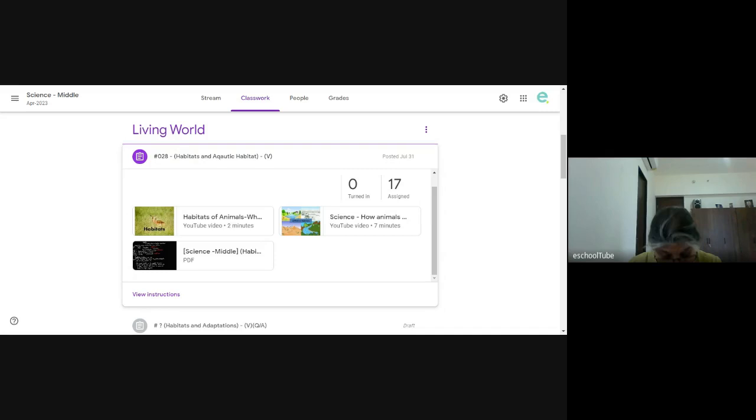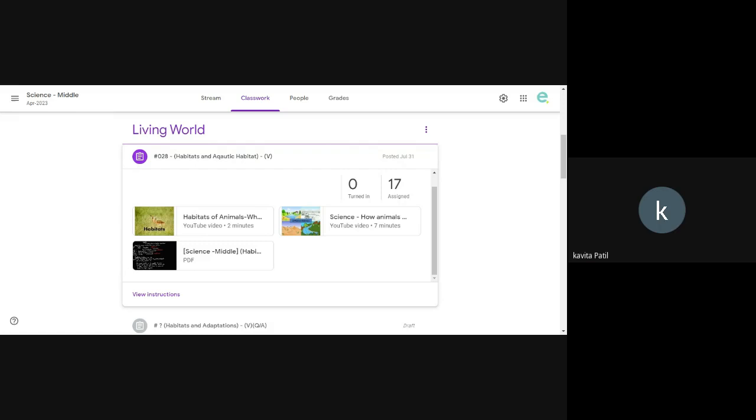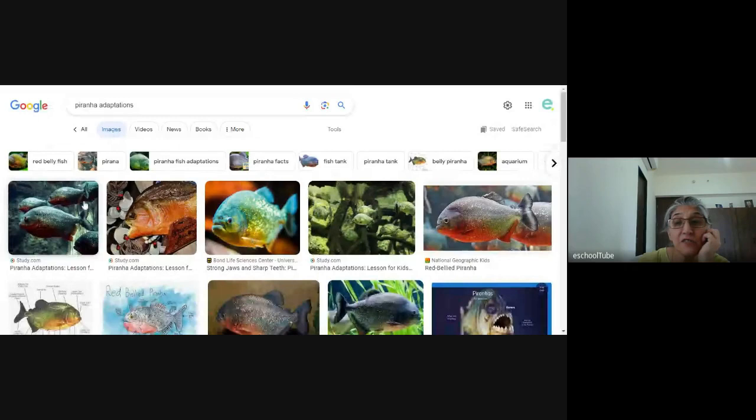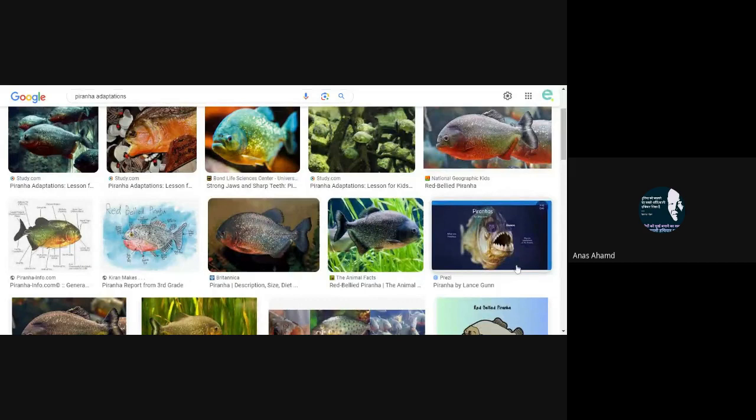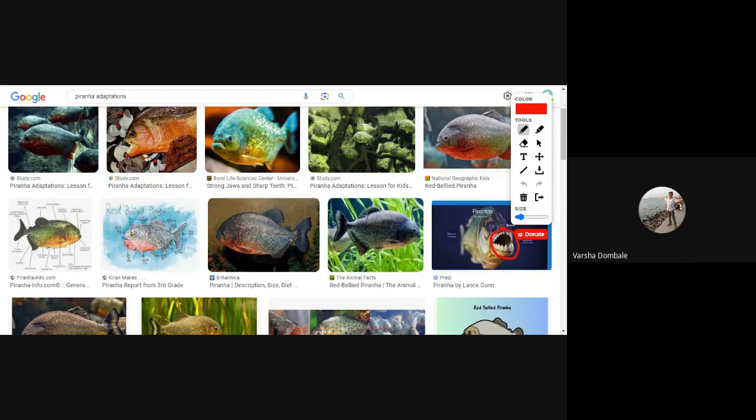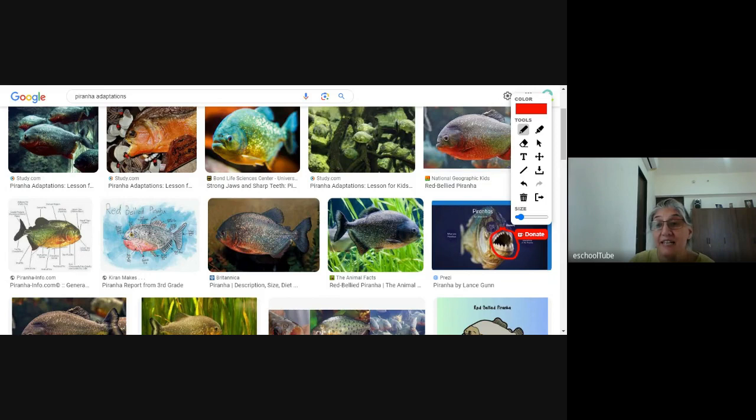Piranhas also have razor-sharp, triangle-shaped teeth. So their teeth are very sharp, and they use their teeth for defense. It is a type of fish only. See, this is piranha. Can you see? Look at the teeth. They are deep in the sea, which is fine, but their teeth are for protecting them. They are triangular, sharp teeth.